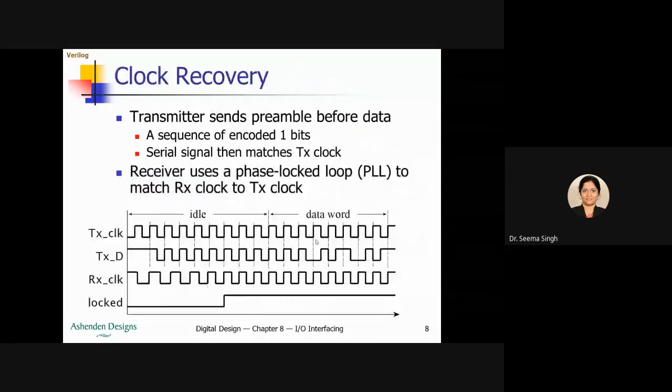Okay, now clock recovery. This is also one important term which you should understand. The transmitter sends the preamble before data. You know that start bit.